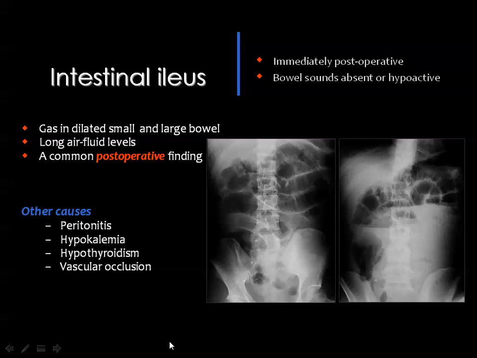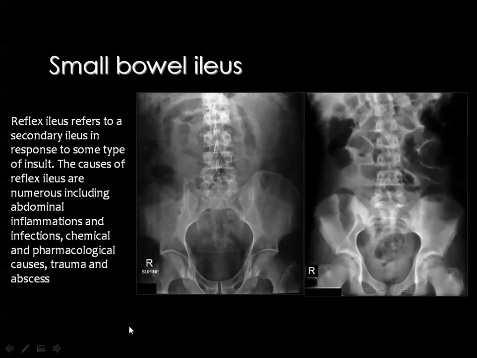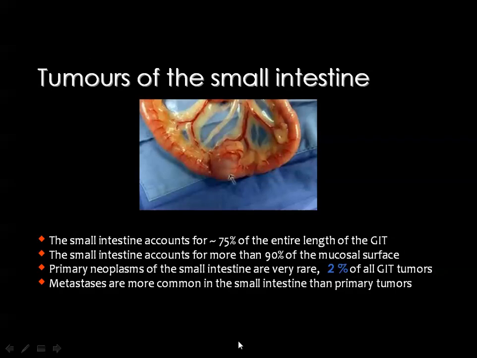Then ileus is the functional obstruction, and is a common finding in the early post-operative period, but other causes of ileus include peritonitis, hypokalemia, hypothyroidism, and vascular occlusion. Then this is a plain film in the supine position, where you can see some air in the slightly distended bowel loops, and in the erect position you can see multiple air fluid levels.